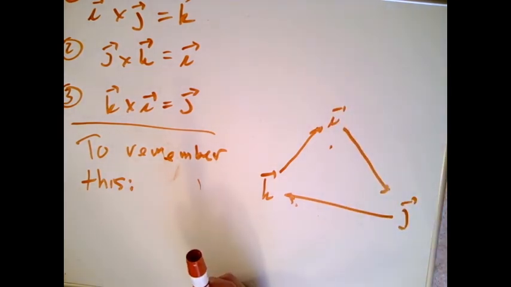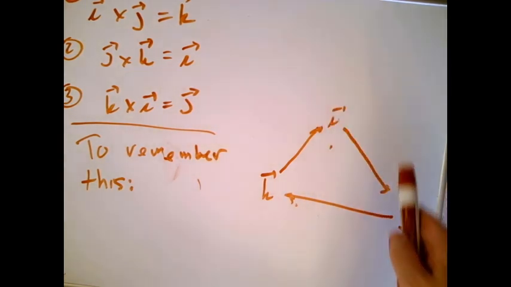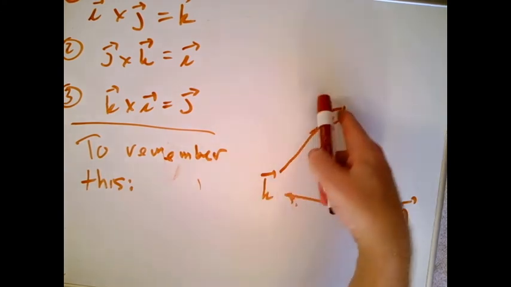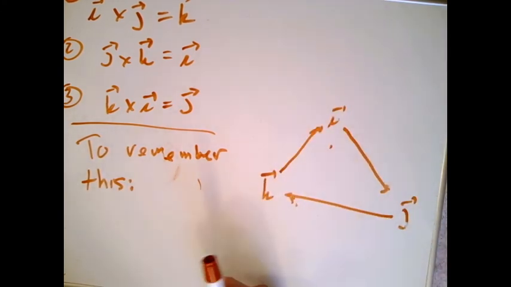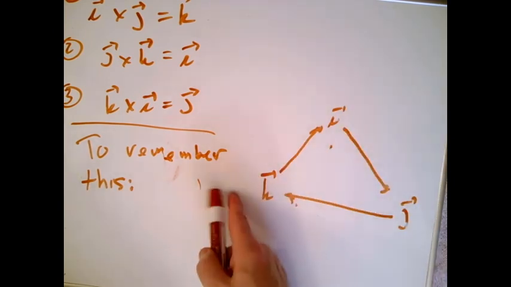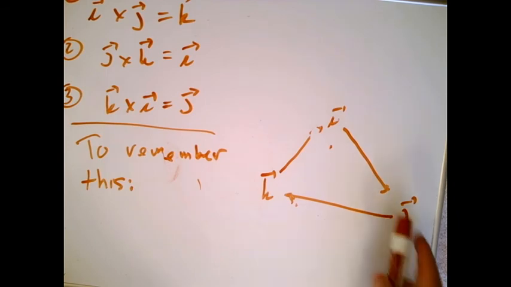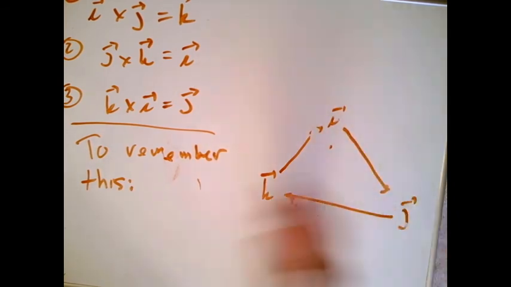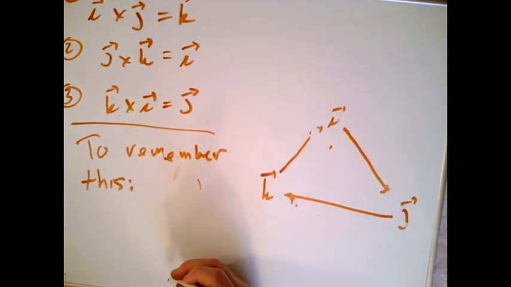And then the way they remember it is they'll say I cross J is K, J cross K is I, K cross I is J. Now if you go against the arrows, it's negative. So J cross I is minus K, I cross K is minus J, K cross J is minus I. So this is just a little mnemonic to actually help us keep them straight.